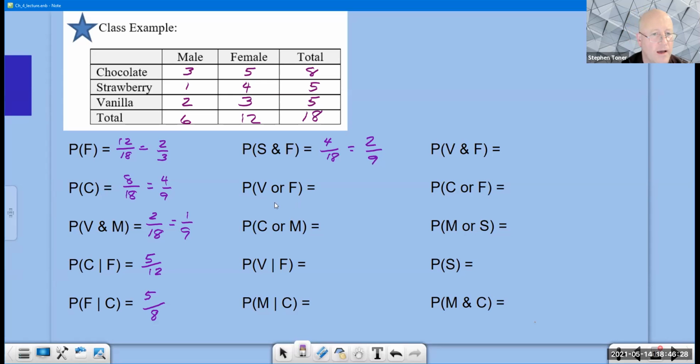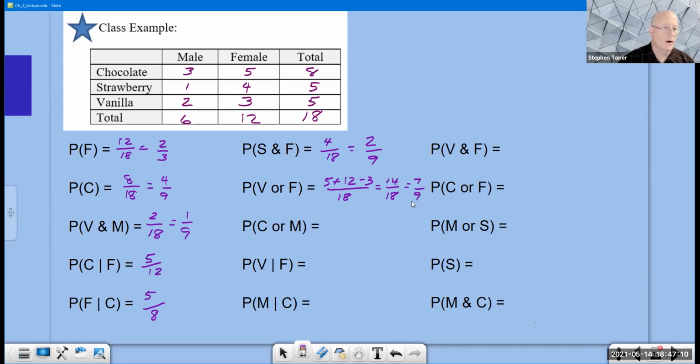Now, V or F says the person either wants vanilla or is a female. Well, vanilla, we had 5 people wanting vanilla, or turns into addition, and we have 12 women. But there are 3 women who wanted vanilla who were already counted among the vanilla people and among the females. That's the overlap that needs to be subtracted off. And then this will all be out of 18. So we get 14 out of 18, and that is going to reduce to 7/9.